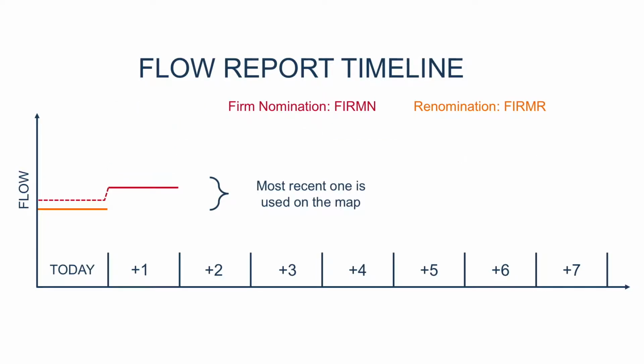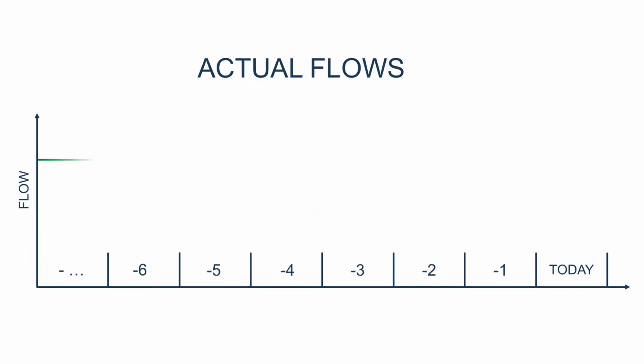The numbers on the bulletin board's homepage map are based on the most recent nominations, so they are also updated at least once a day. To find data about what actually ends up happening on the day, you can look at the actual flow reports, which we cover in the 4th video.